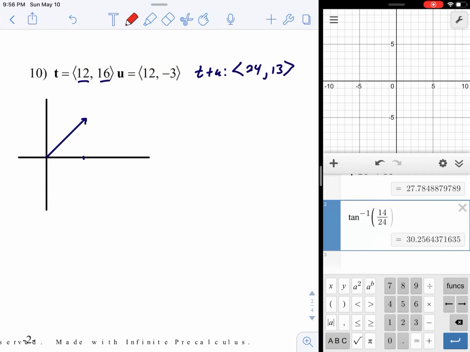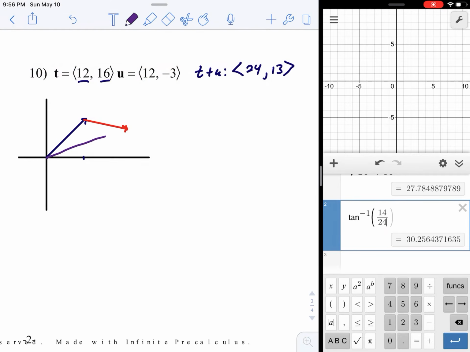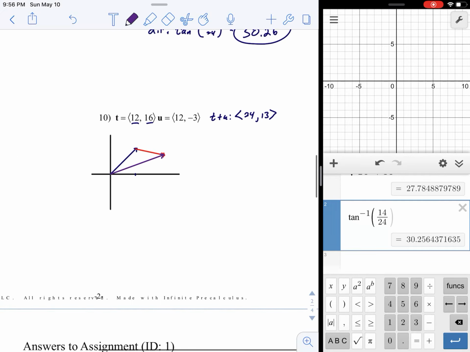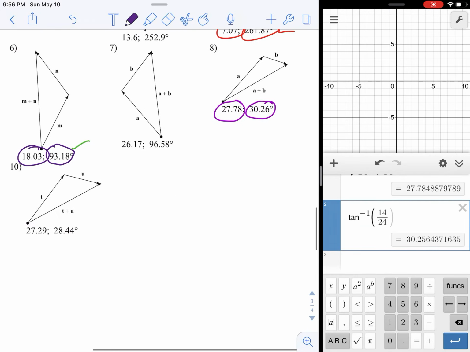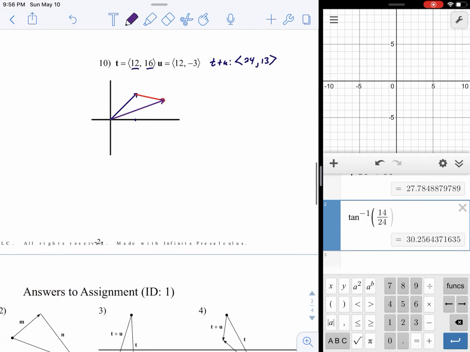Okay. Switch to red. Now I need to go over 12 more, but down 3. So right about there-ish. Get rid of that extra dot. Switch to purple. Connect end to end. That is what we call the triangle method. And that should be our t plus u there in purple. Let's see if that diagram is right. And it looks pretty similar, so I'm going to call that okay.